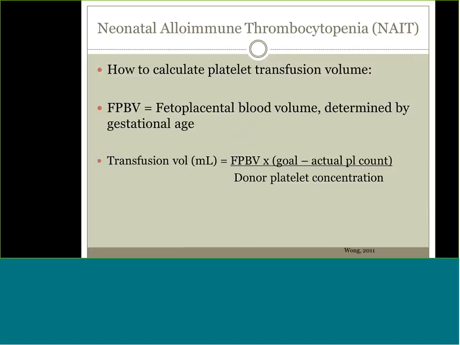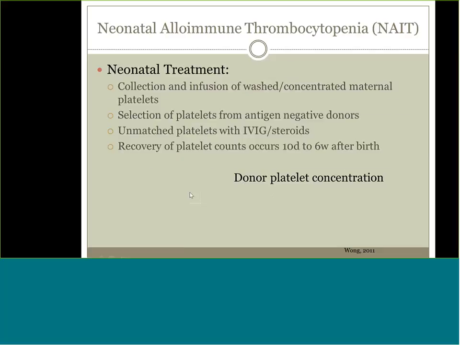How to calculate the platelet transfusion volume? It's based on the fetal placental blood volume, which is determined by gestational age. You have your goal platelet count, usually about 100, minus the actual platelet count, times the donor platelet concentration, which the blood bank will give you, and then you multiply it by the fetal blood volume.